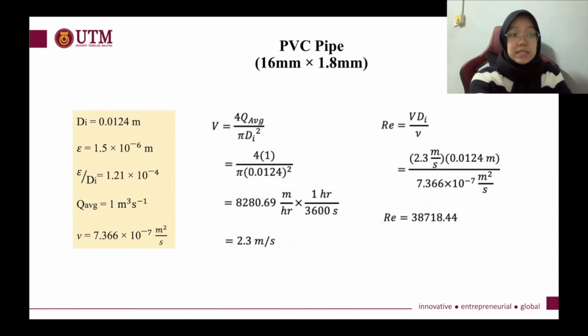Alright, next will be the PVC pipe, 16 mm times 1.8 mm. At the left side is the given data, so to get the velocity, we have to substitute the given data into the equation, and then we will get the velocity is 2.3 meter per second, and Reynolds number 38,718.44.